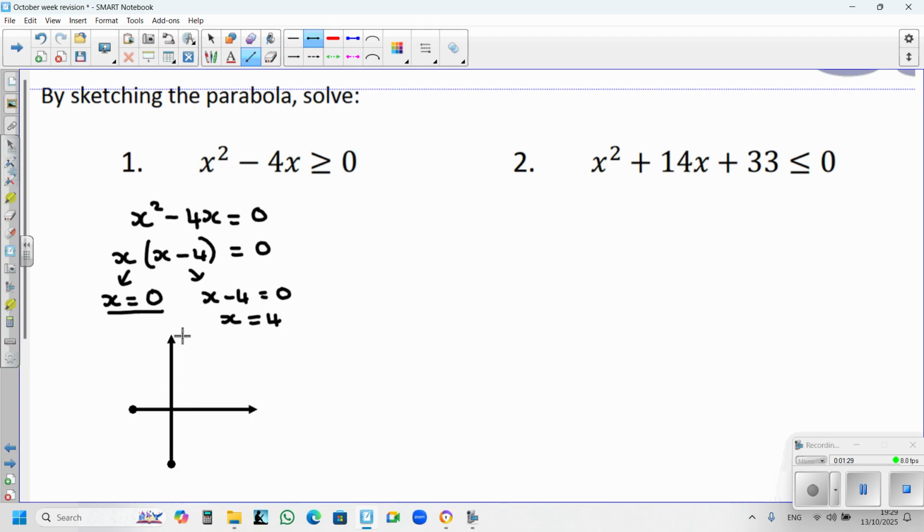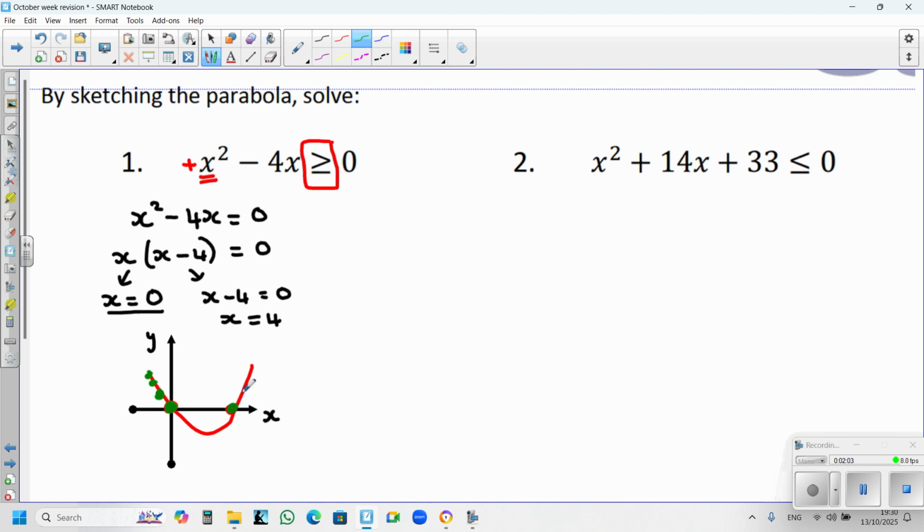So we'll draw down the x-axis and the y-axis. So there's the x-axis, there's the y-axis. I've got a root at 0 and I've got a root at 4. Now it's a positive x squared, so that means we have got a U-shaped parabola. It's a happy one. Now, when we have greater than or equal to 0, that's the bit above the x-axis. But because it's also equal to 0, it's on the axis. So it's that point and all of those points there.